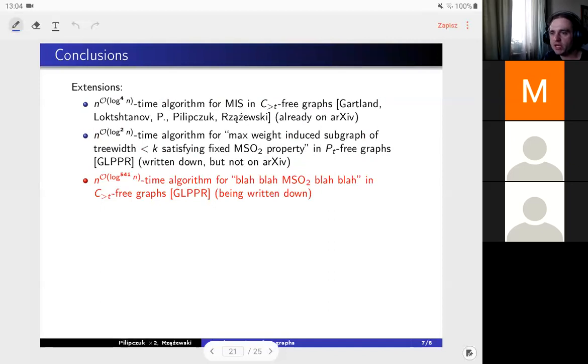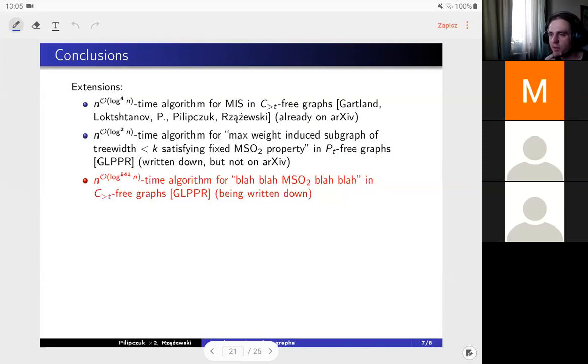It can be merged. There's some log loss in the exponent because in the PT3 graphs, the thing you can rely on a lot is that bounded tree width and PT3 means bounded tree depth, and that makes your life a lot easier in a few places. With C more than T3 graphs, it's no longer true. And I think we are quite convinced that it will actually be log to the 5, but just for safety, I put a higher exponent here.